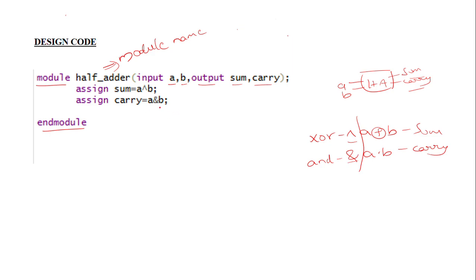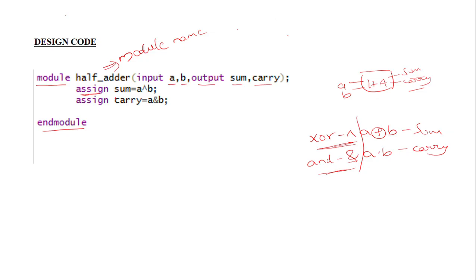Here we need only XOR and AND gates, that's why I say only these two. If you want all the others, you can watch the previous video. For XOR it is the cap symbol. So you simply write assign. Why do you write assign? Whatever the value of the right-hand side, it must be assigned to sum.